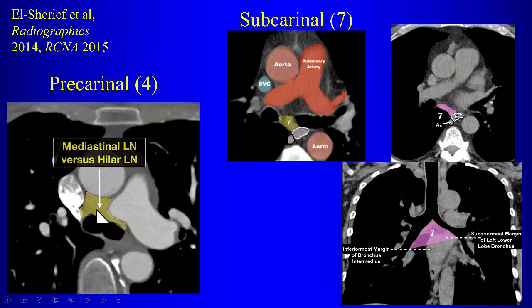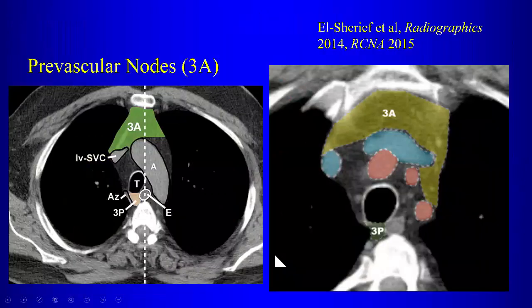Precarinal nodes: if we say that, we're talking about lymph nodes here, anterior to the carina. And subcarinal nodes: we're talking about lymph nodes right underneath the carina, over here, right? So these would be subcarinal lymph nodes if we find lymph nodes down there. Prevascular nodes are nodes in the anterior mediastinum. So if we say there's prevascular lymphadenopathy, we're talking about lymph nodes over here, okay?